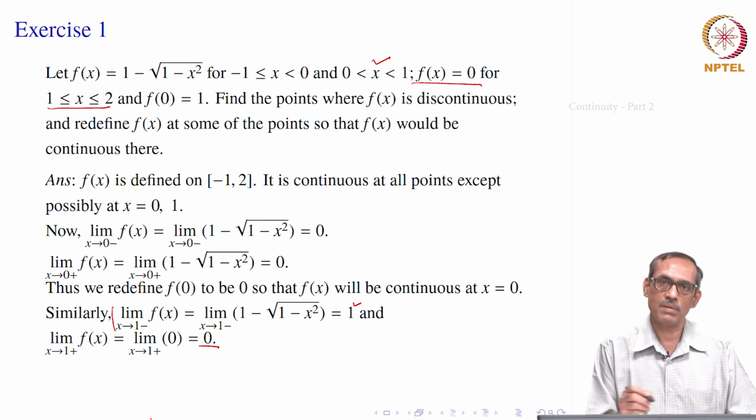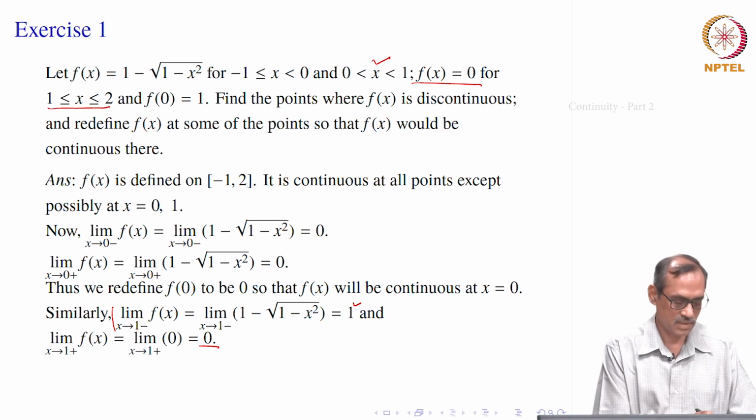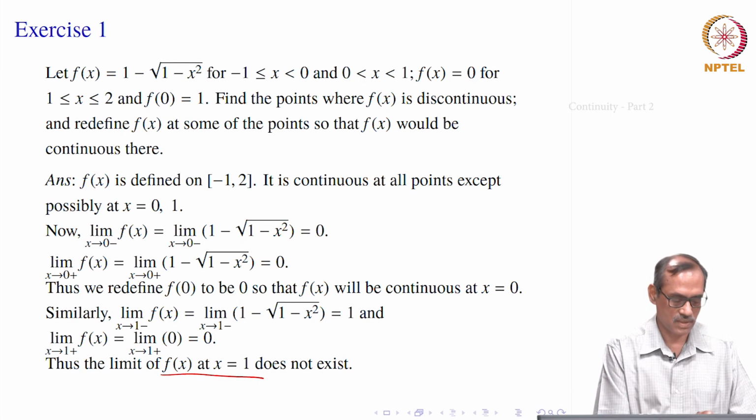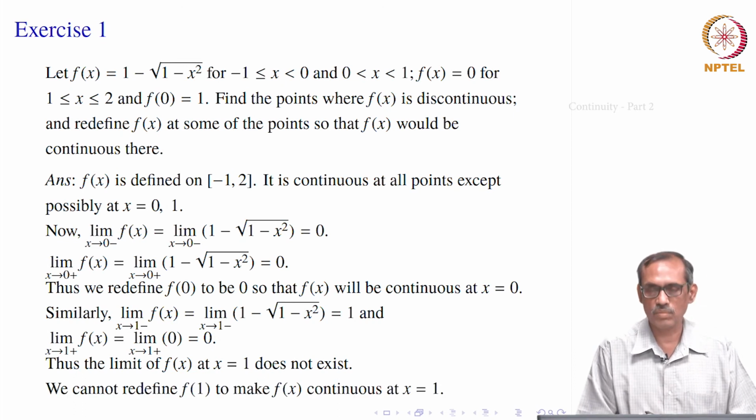So, that means the limit of f(x) as x goes to 1 does not exist. So, whatever way we define f(1), by a new definition at 1 in some other way, we cannot make it continuous, because this limit itself does not exist. That is what we say: the limit of f(x) at x equal to 1 does not exist. So, we cannot redefine it to make f(x) continuous at x equal to 1.